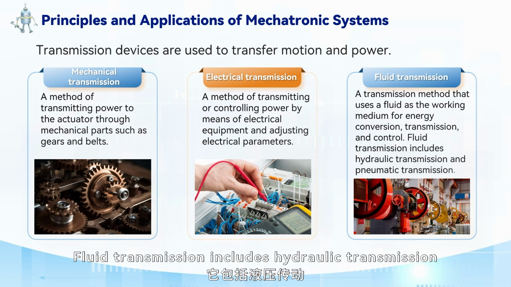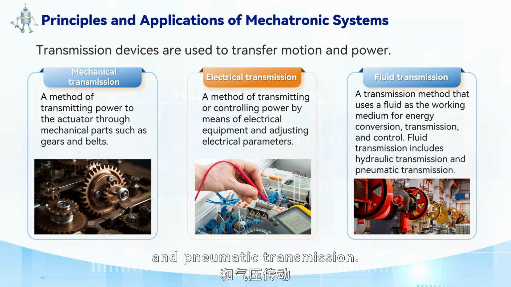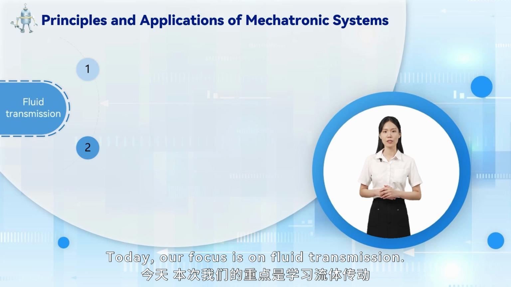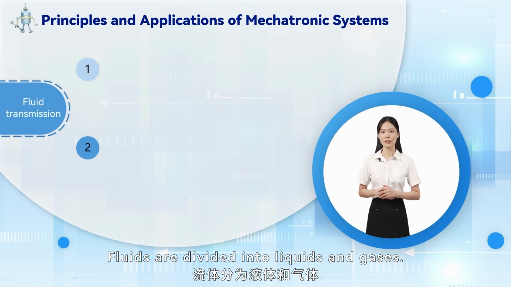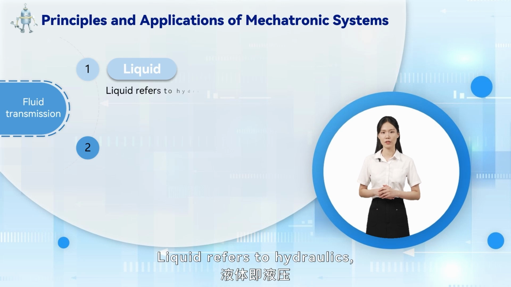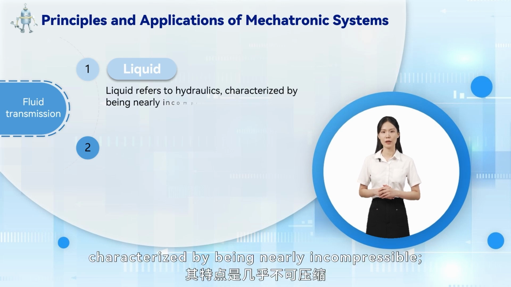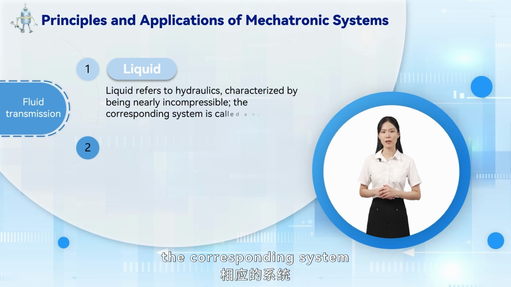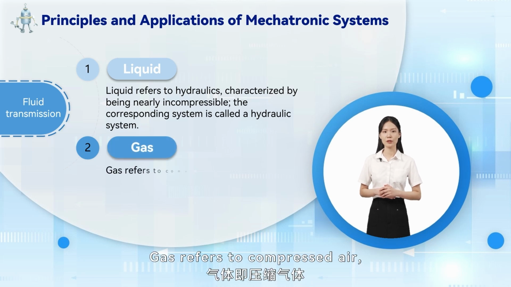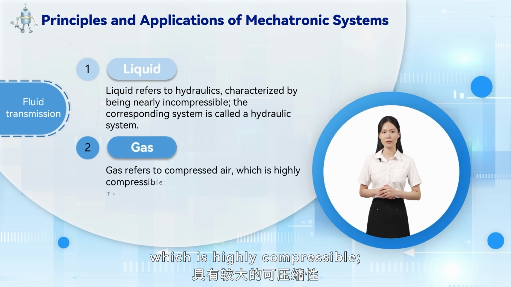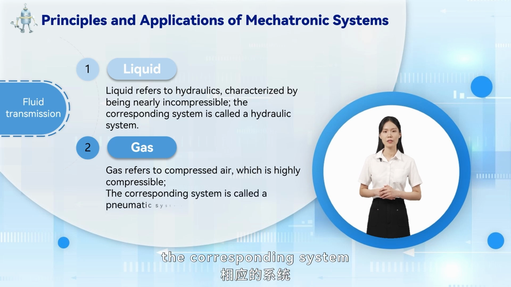Fluid transmission includes hydraulic transmission and pneumatic transmission. Today, our focus is on fluid transmission. Fluids are divided into liquids and gases. Liquid refers to hydraulics, characterized by being nearly incompressible. The corresponding system is called a hydraulic system. Gas refers to compressed air, which is highly compressible. The corresponding system is called a pneumatic system.